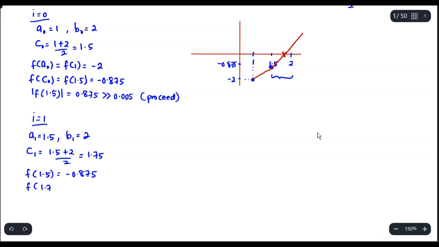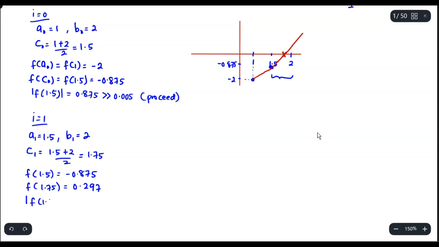And we need to get F(1.75), okay, F(C). So we put in the equation of F, x equals 1.75. So we should get 0.297. Okay, so check the stopping condition first.